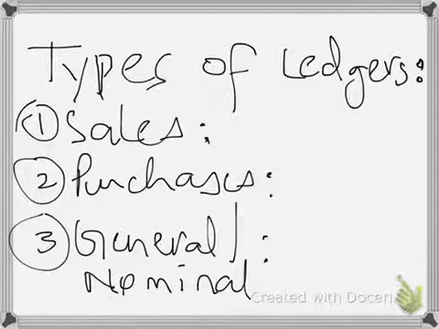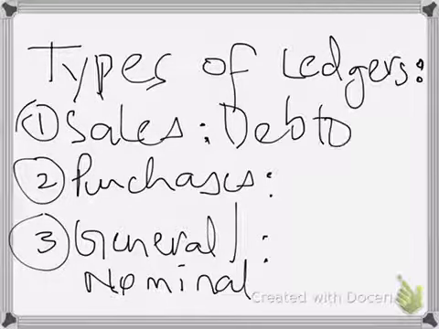So the three types of ledgers are sales, purchases, and general or nominal. The sales ledger is basically used to make the accounts for debtors.